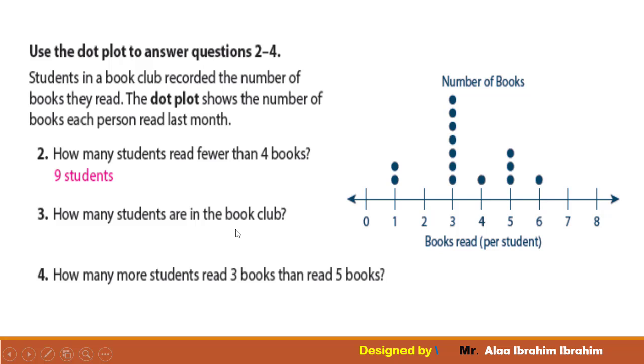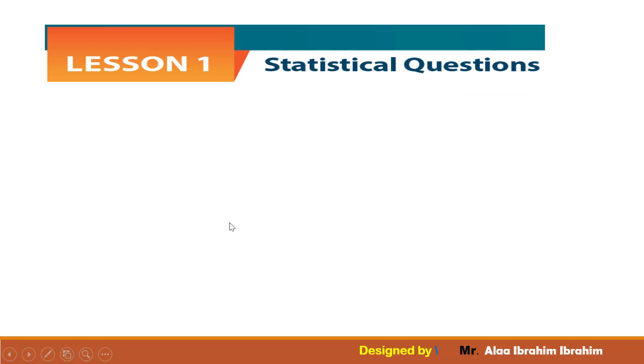How many students are in the book club? So I count all of them. There's 9 here, 10, 13, 14. So 14 students. How many more students read 3 books than 5? I have to find the difference between 5 and 3 here. So this is 7 minus 3. So we have 4. So this was revision, or an introduction.